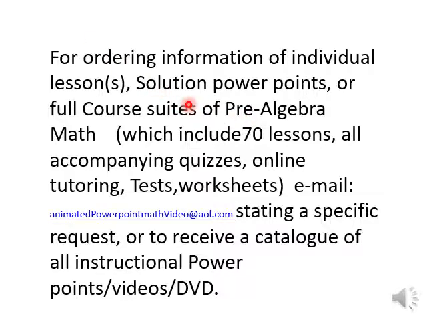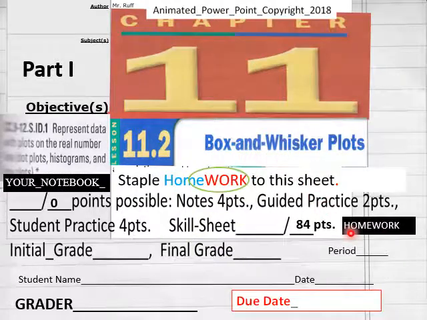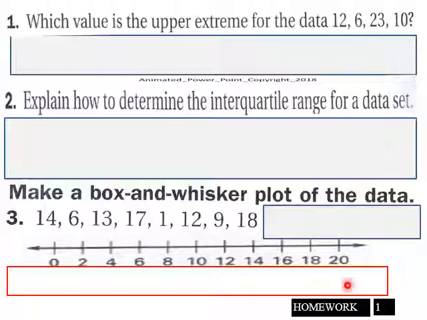Hello everybody, getting ready to do lesson 11.2 part 1 pre-algebra math homework for today. And on your homework sheet you got 84 points here of work to do. Students, put your name, date, period here. Onliners, homeschoolers, put your due date here.